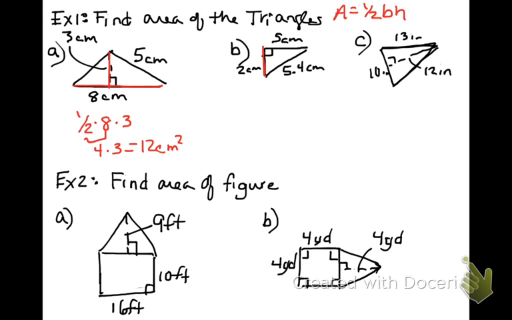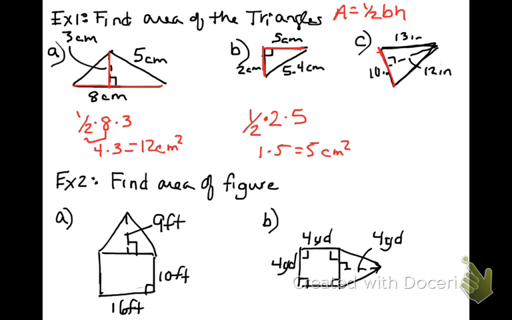B, I have this is a right angle to this. So those are your base and height. Doesn't matter which one you think is the base and which one's the height. So 1/2 base times height. And so half of 2 is 1 times 5, which is 5 centimeters squared.